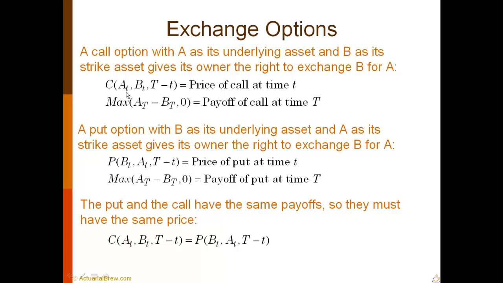A call option with A as its underlying asset and B as its strike asset allows its owner to give up B and get A. Now a put option with B as its underlying asset and A as its strike asset has the same payoff because it allows its owner to get A and give up B. Since both of these options allow their owners to give up B and get A, the values of these two options are equal, and in fact these two options are really the same thing.